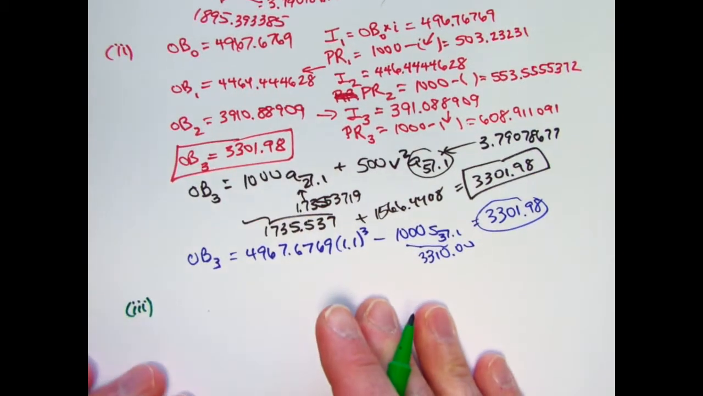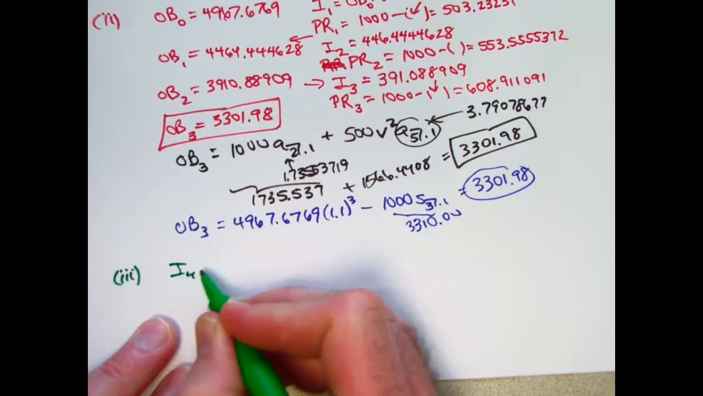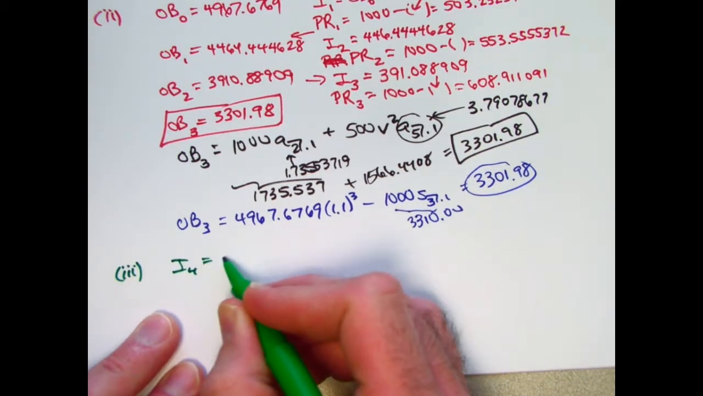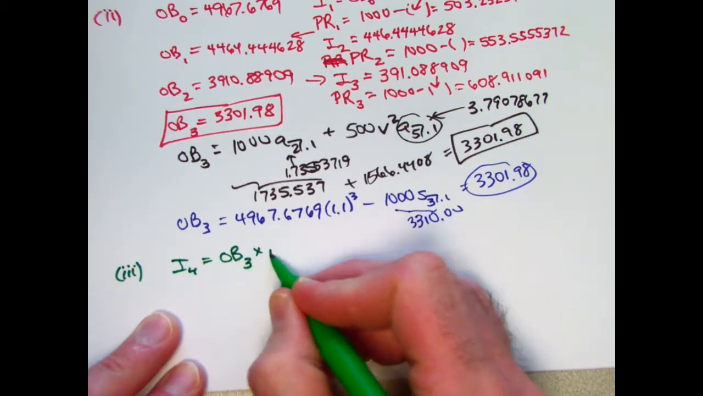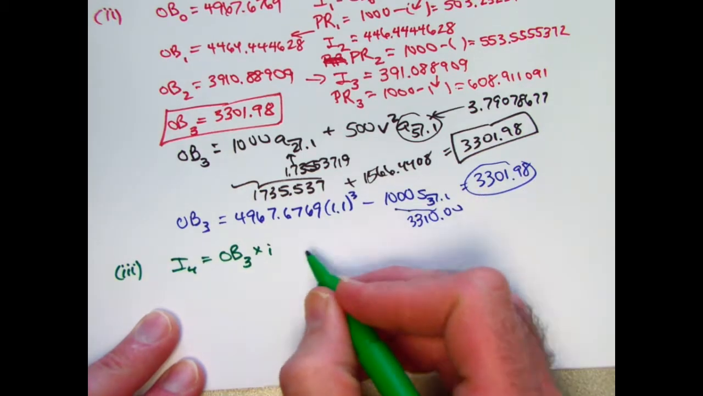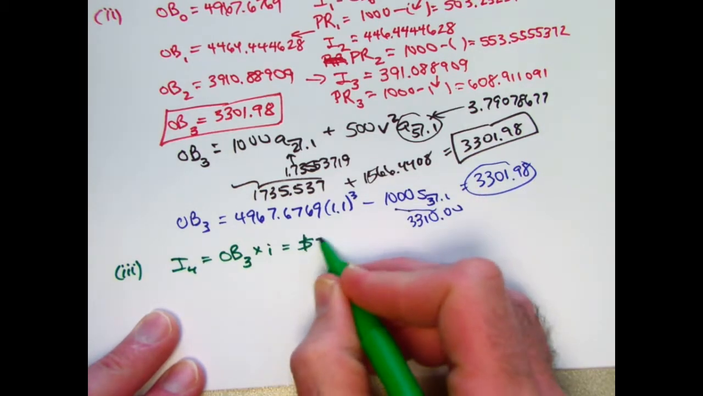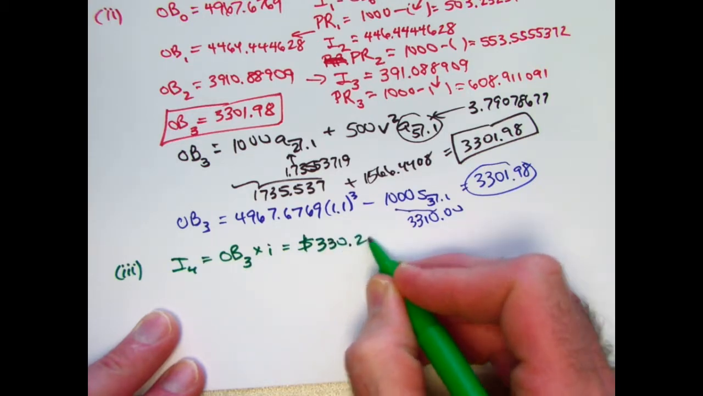Part 3 here is to calculate the interest and principal on the 4th payment. The interest on the 4th payment is going to be the outstanding balance after the 3rd payment times the interest rate. So take the answer that we just got from part 2 and multiply it by 0.1. It'll be $330.20 if you round it.